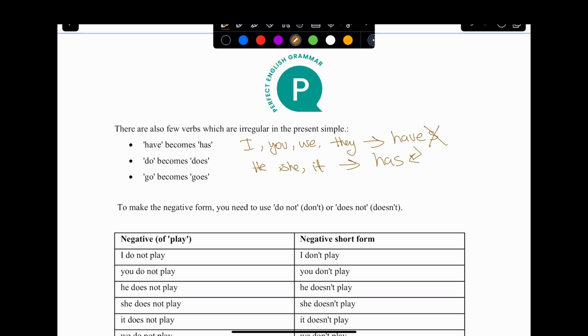Do becomes does. So do ستصبح does. So I, you, we, they do. He, she, it سوف نستخدم does. سوف نضيف es إلى do. وآخر شيء, go becomes goes. So في بعض الأحيان لا نضيف s فقط ولكن نضيف es. So go نستخدمها مع I, you, we, they. And goes نستخدمها مع he, she, it.